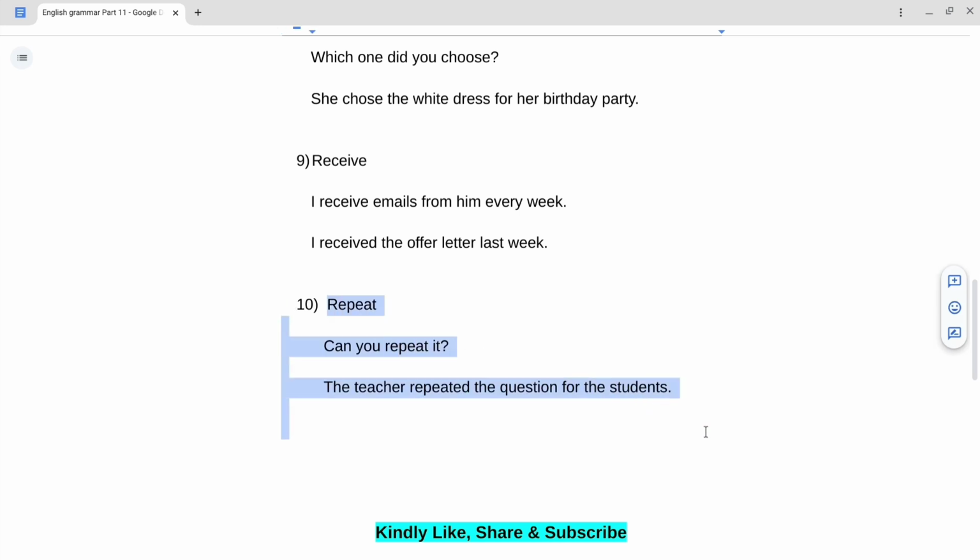Okay, to get something. Repeat means to tell again and again. Whatever you tell someone, you repeat it, meaning you tell it again and again. So, can you repeat it? Your teacher explained a portion, but you did not understand it very well. So you ask your teacher, could you please repeat it? Teacher, can you please repeat it? Okay, the teacher repeated the question for the students. That is the past form.